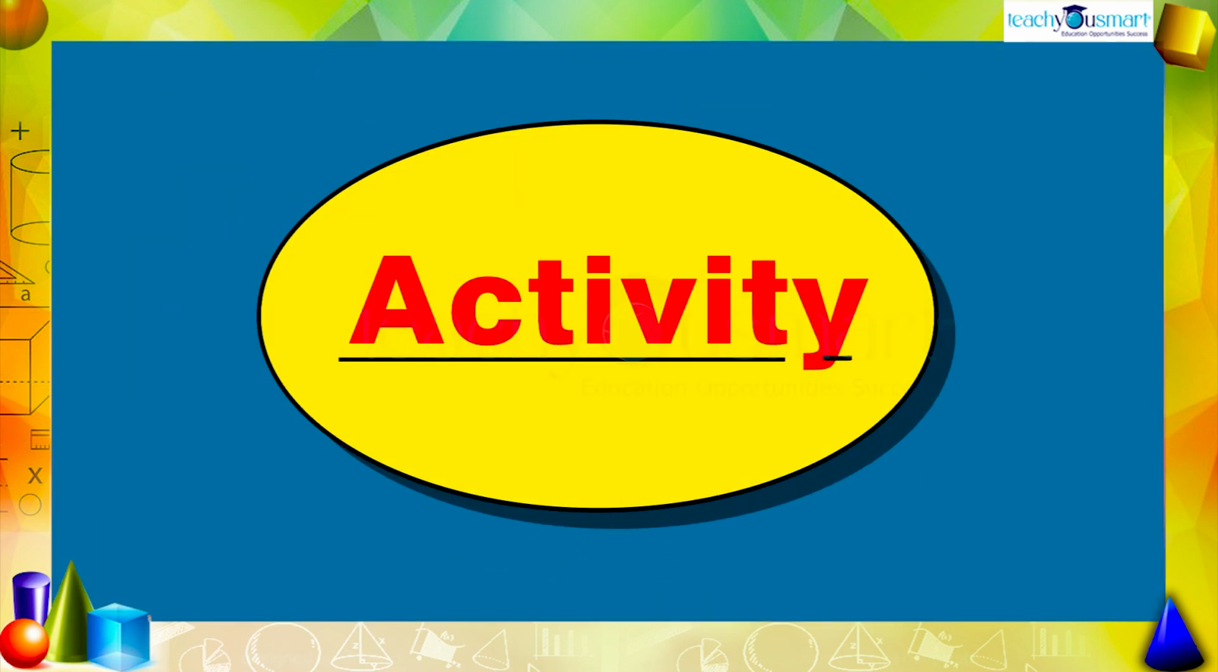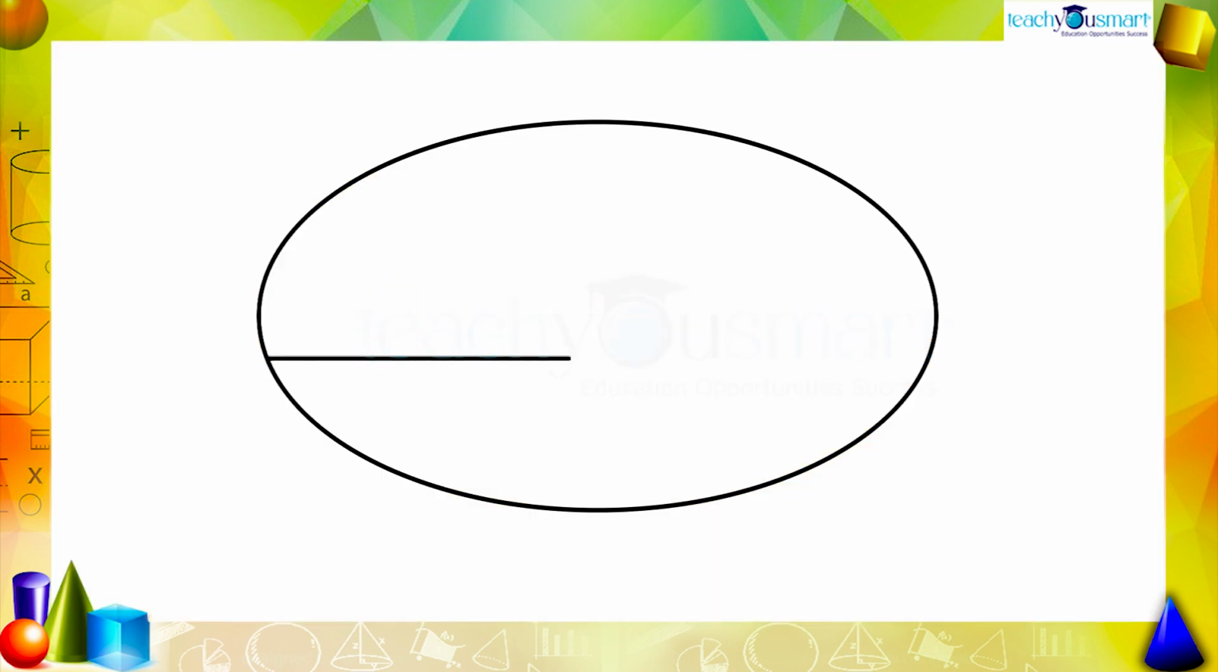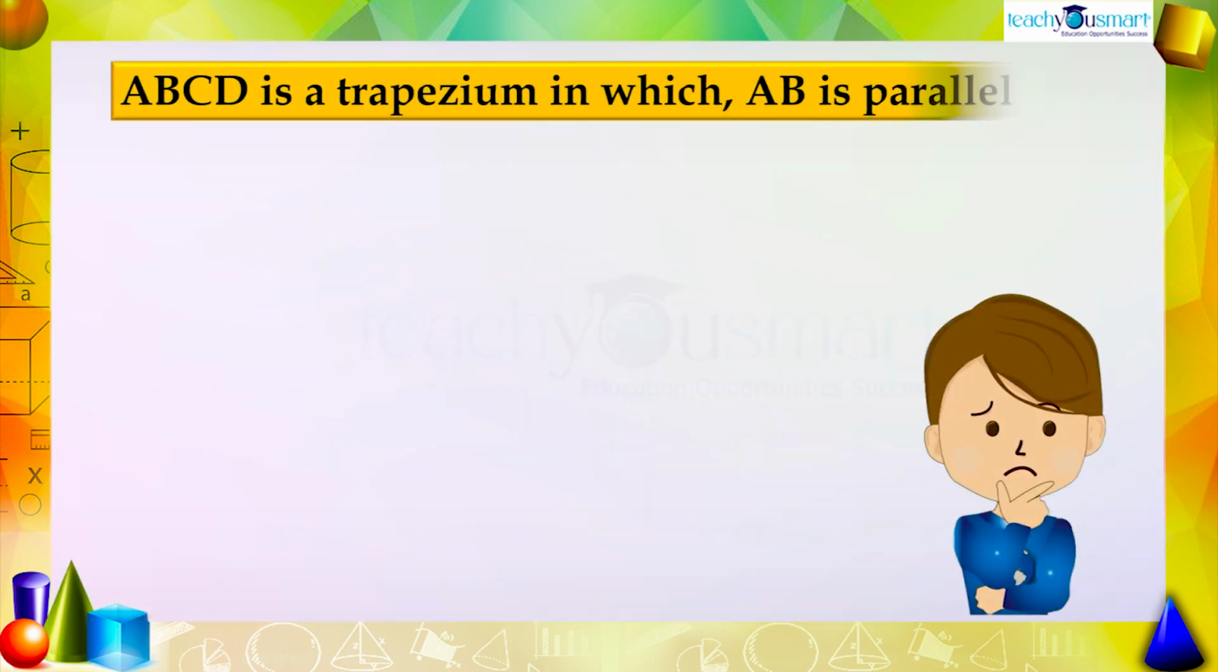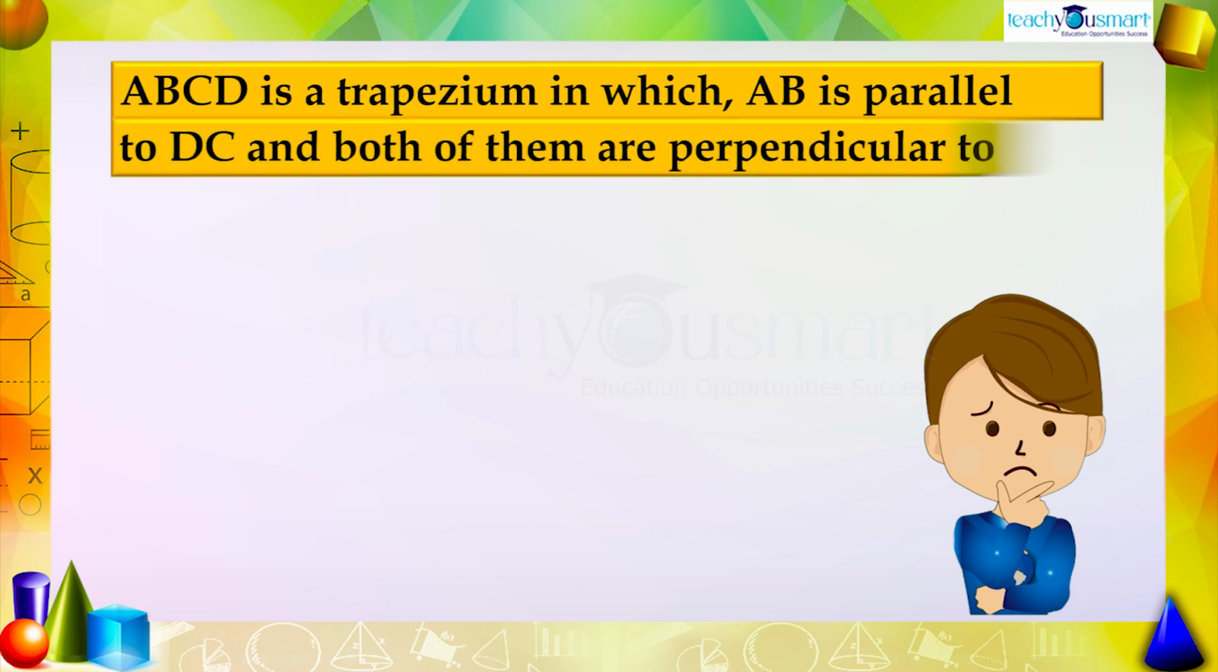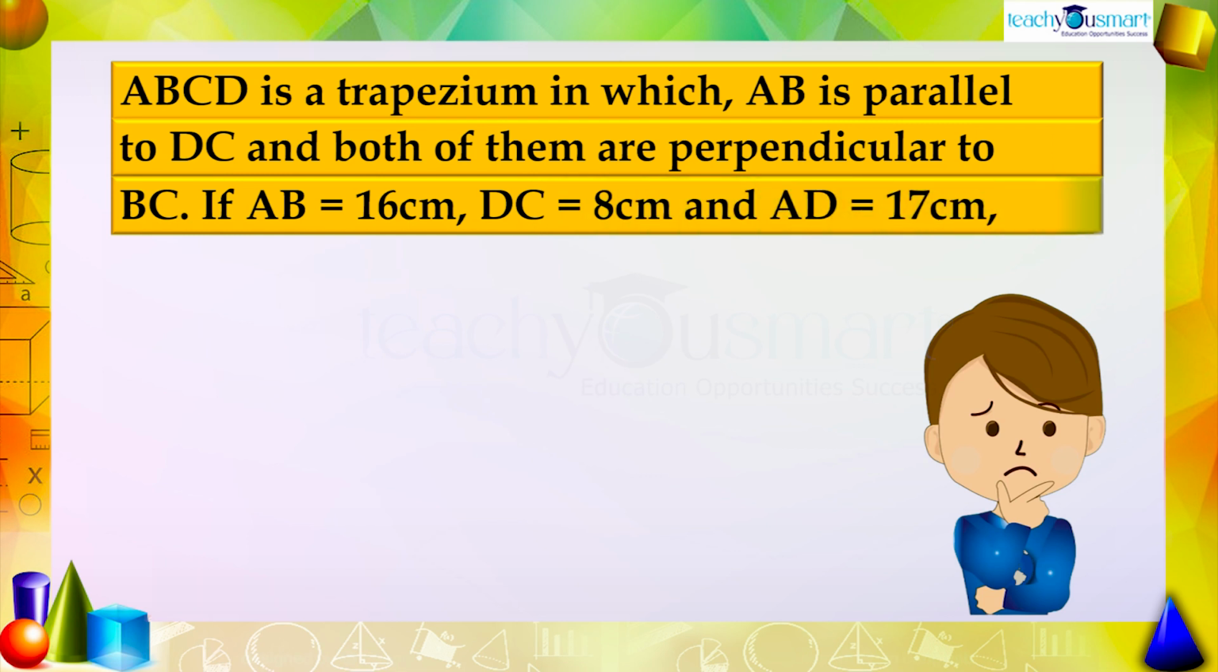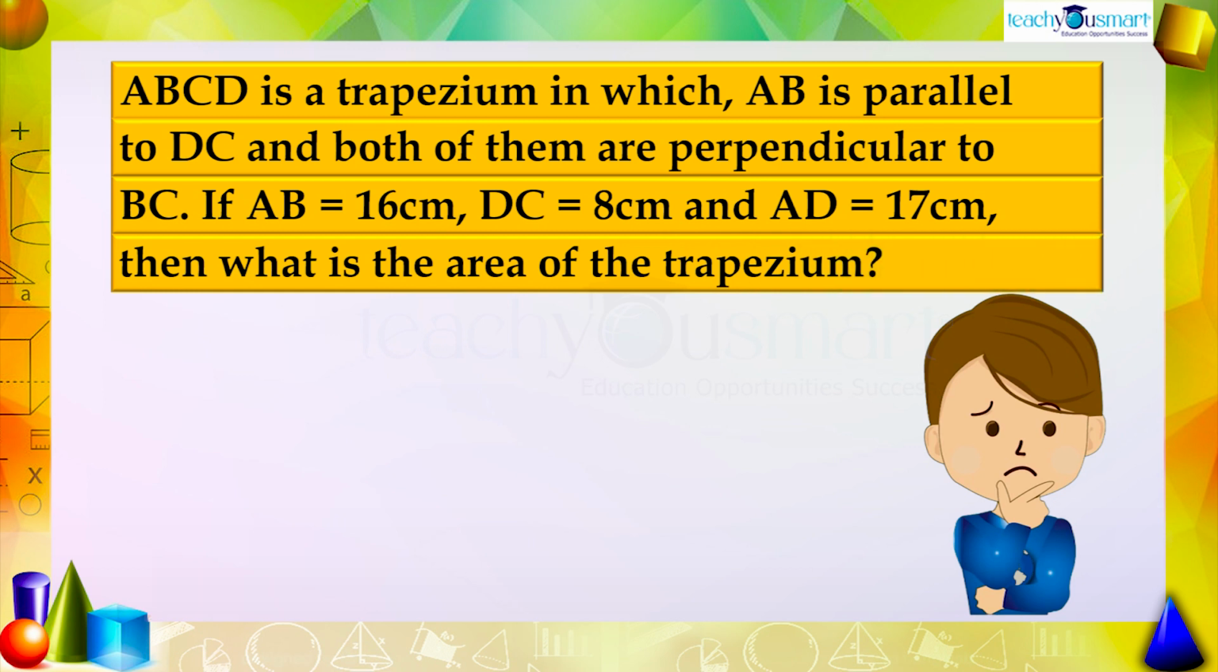Before winding up, let's check how much you understood by doing an activity. ABCD is a trapezium in which AB is parallel to DC, and both of them are perpendicular to BC. If AB equals 16 centimeters, DC equals 8 centimeters, and AD equals 17 centimeters, then what is the area of the trapezium?